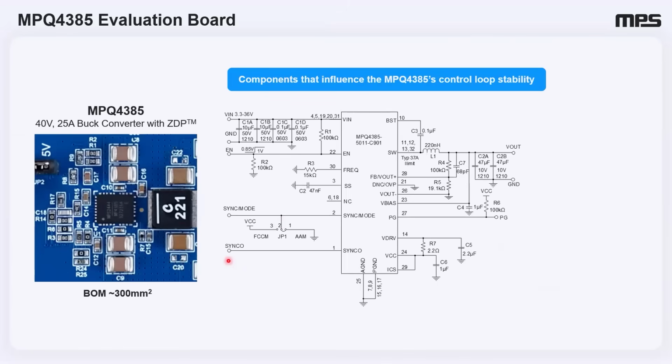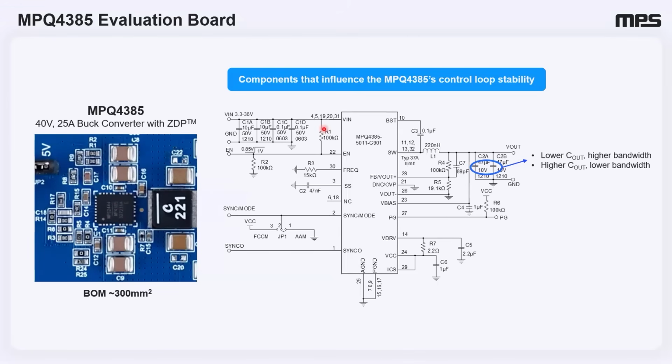Let's take a quick peek at the MPQ4385 evaluation board and schematic before diving deep into our time domain analysis. The image on the left shows a compact evaluation board of the MPQ4385, showing a very small area, roughly around 300 millimeter square. This small footprint is a significant advantage for space constrained applications. So now let's discuss the components that influence the regular DC-DC control loop stability with respect to the MPQ4385 as an example.